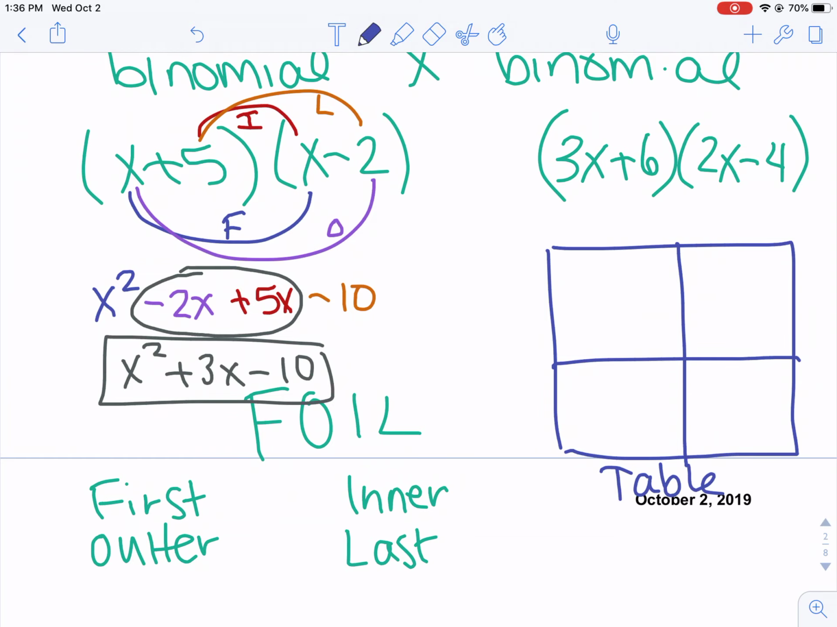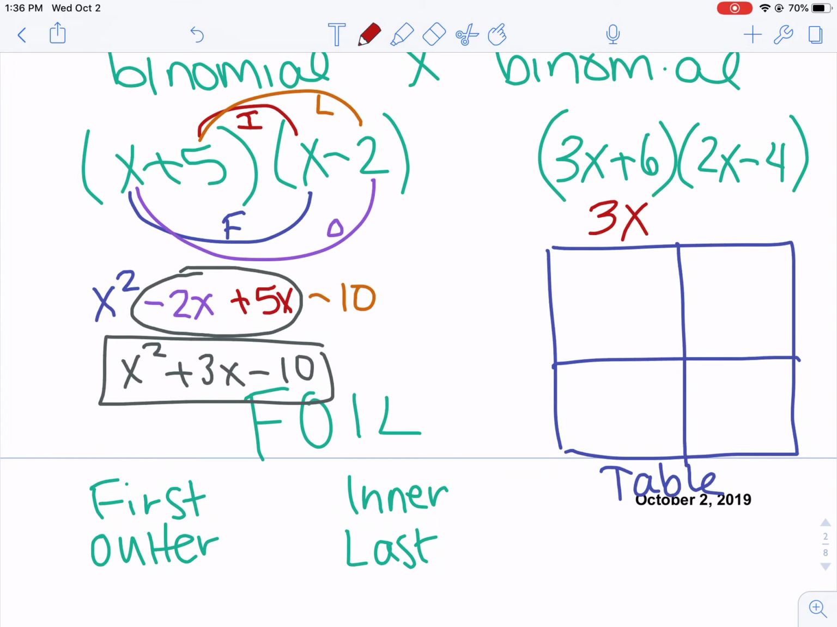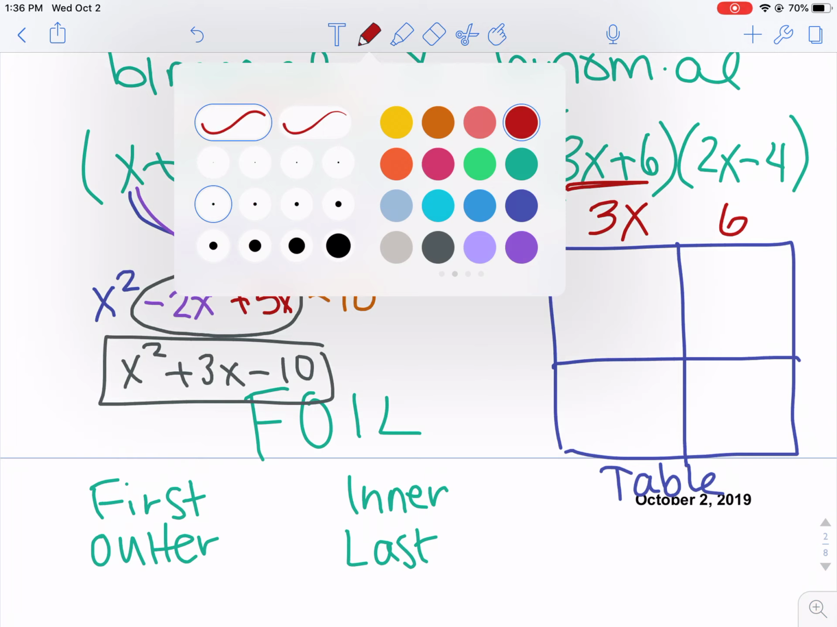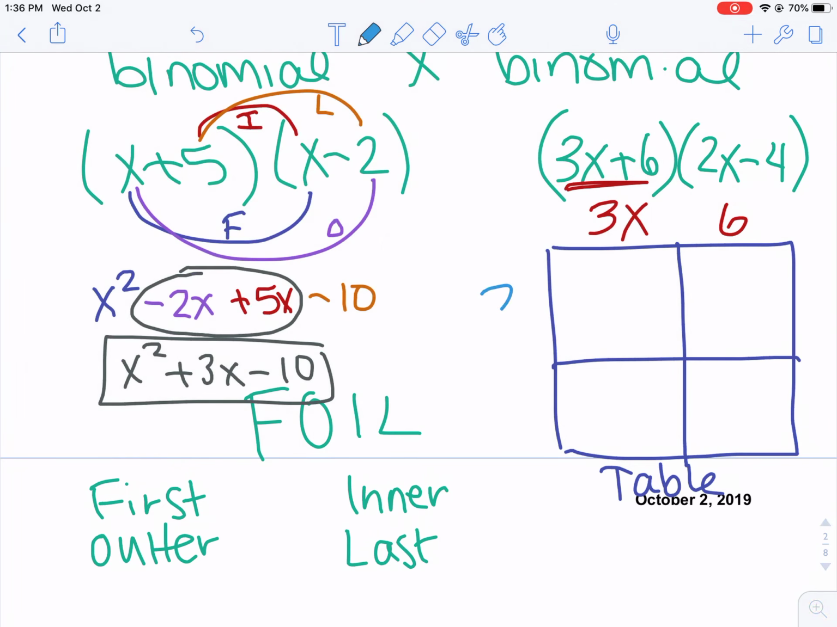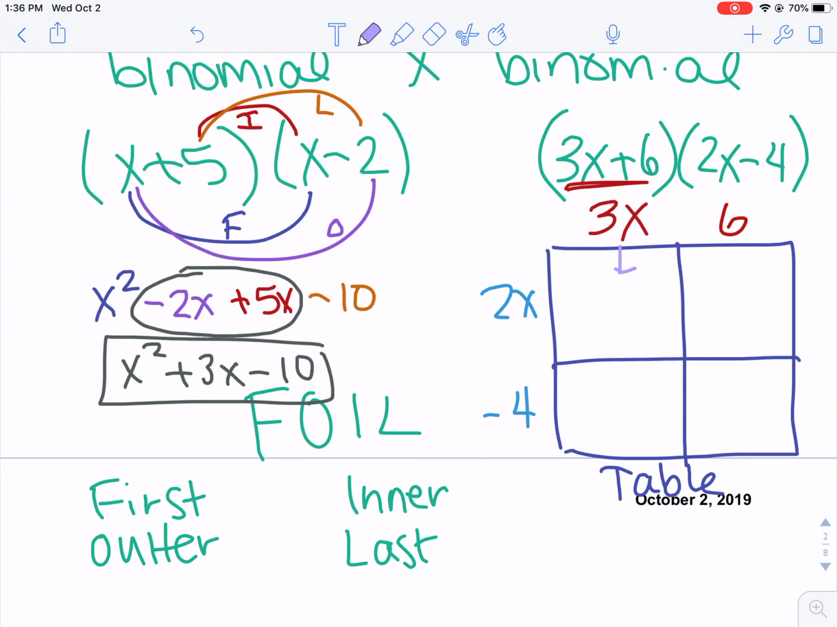And on your table, you're going to, on the top, write one of your factors. And it doesn't matter which one. So I chose to do 3x plus 6 on top. And on the side, I'm going to do 2x minus 4, okay? And literally all I'm going to do is just multiply these in. So here is going to be 3x times 2x, which is 6x squared.